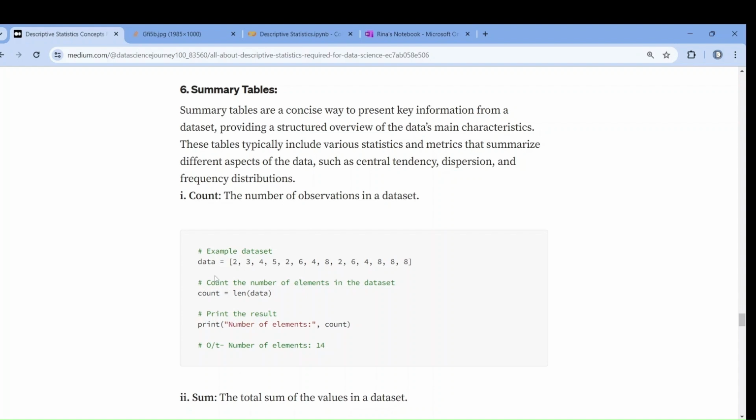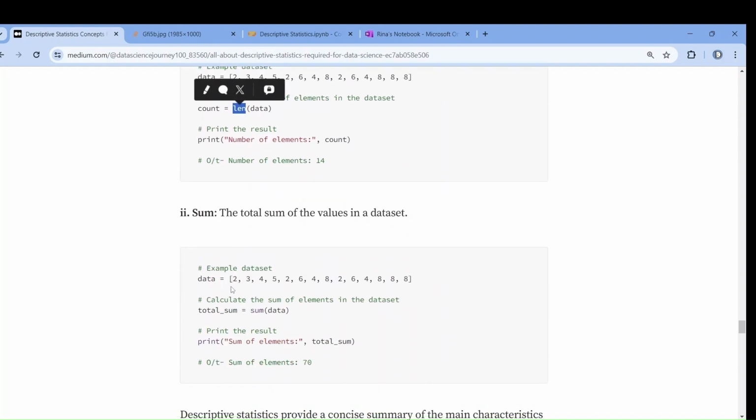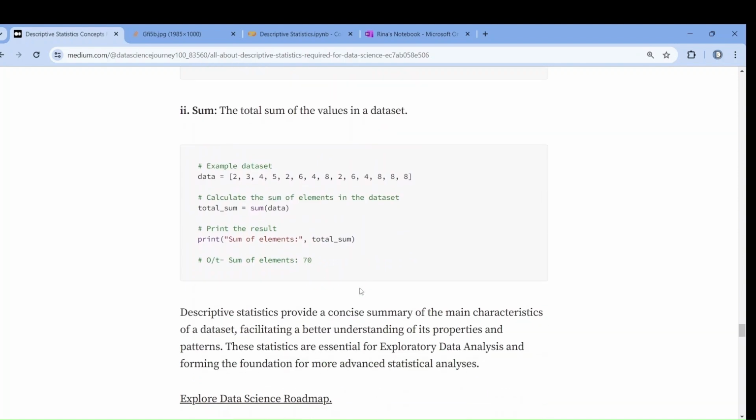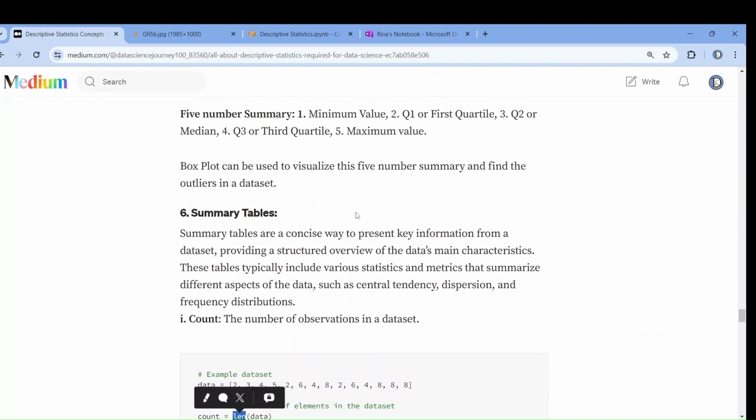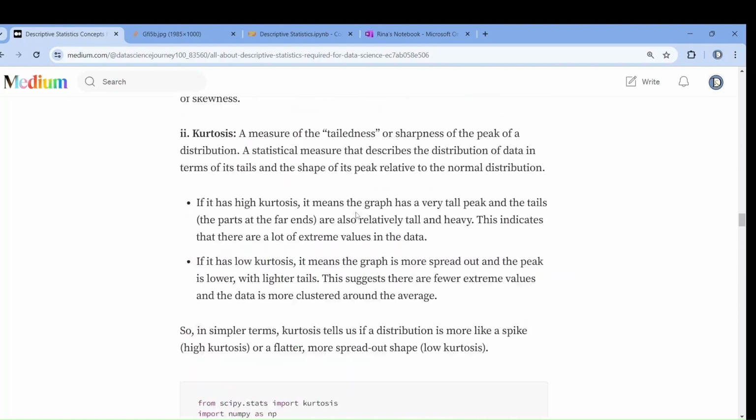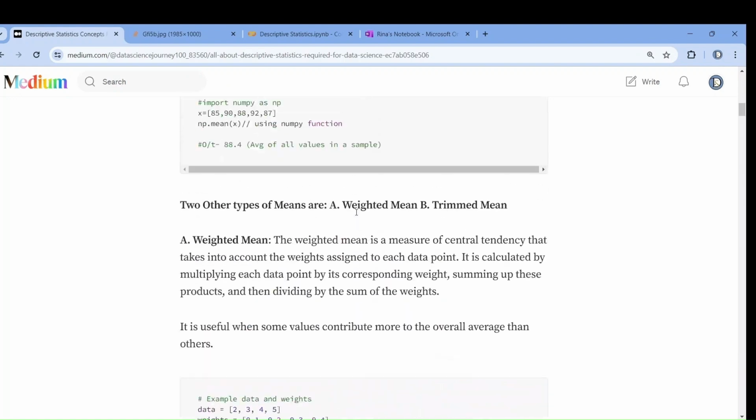Count means the length of the data set. 1, 2, 3, 4, 5, 6, 7, 8, 9, 10, 11, 12, 13, 14. Okay. So just the length of the data set is count. Simple. And sum means just adding them. 2 plus 3 plus 4 plus 5. So 70. So this is the summary table. So we have completed descriptive statistics.